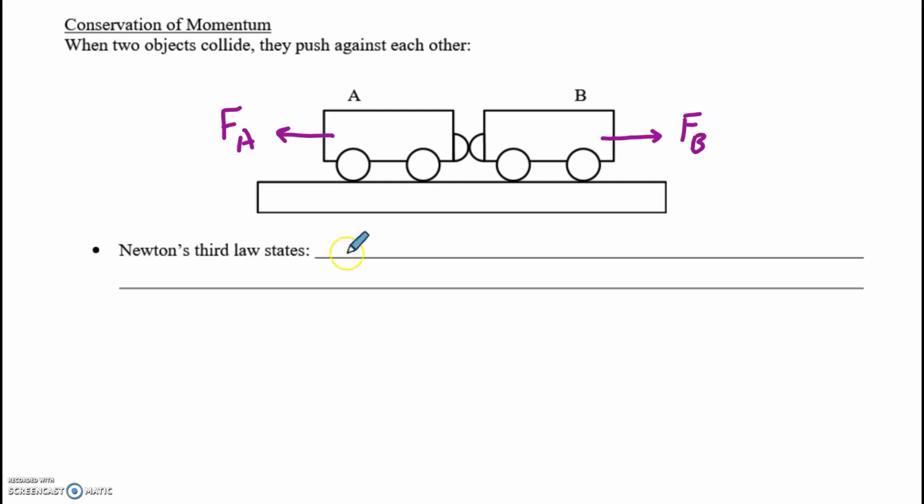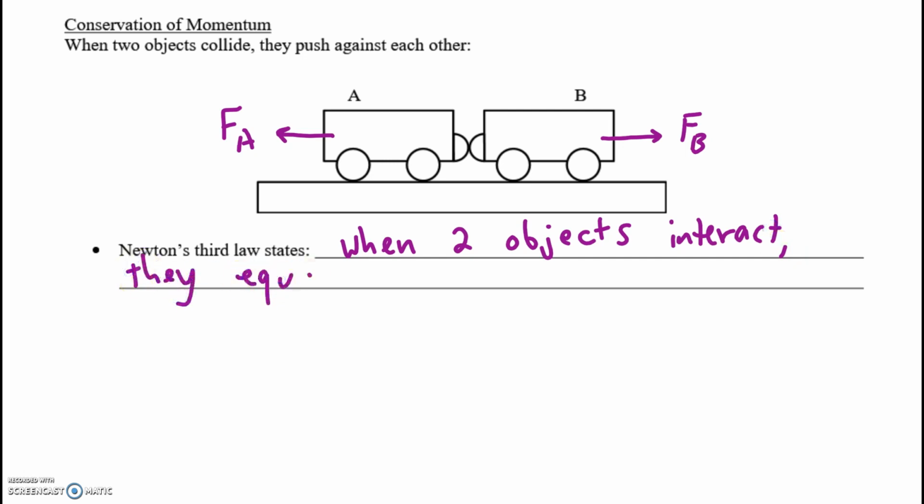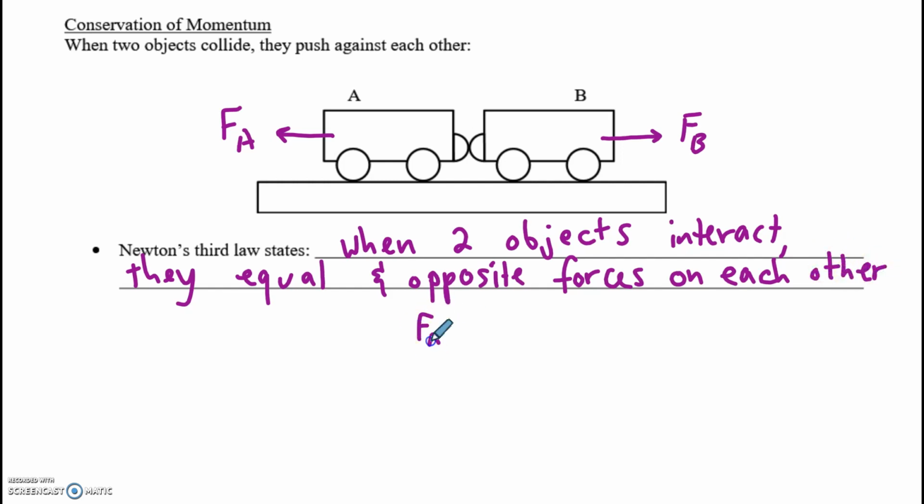Newton's third law states that when two objects interact, they exert equal and opposite forces on each other. So the force Fa is equal and opposite to the force Fb.